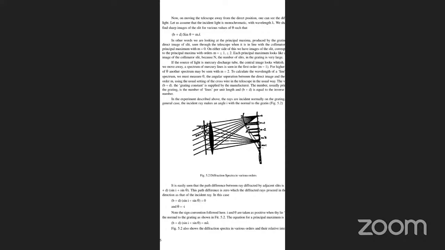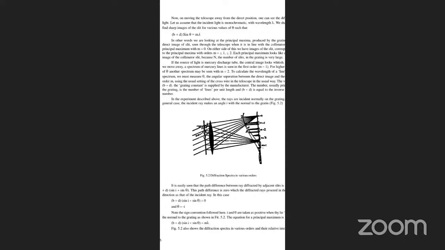Here, in the experiment described above, the rays are incident normally on the grating. In the general case, the incident ray makes an angle i with the normal to the grating. It is easily seen that the path difference between rays diffracted by adjacent slits is now (b plus d) into (sin i plus sin theta).